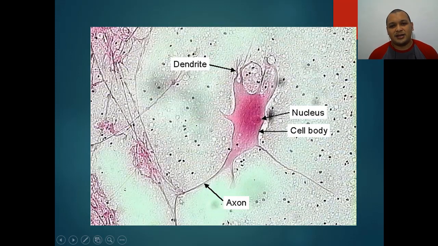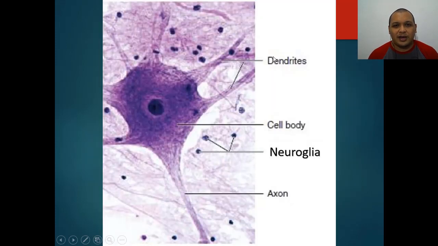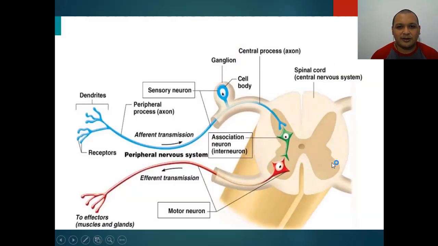And this is an example of the neuron. This one is the dendrites, then the nucleus, then the cell body, and you can see the axon like this. If we enlarge it, we'll find something like that. There is a dendrite, a cell body, and also neuroglia. Neuroglia is a cell in our neural system that supports the neuron in terms of nutrients. Okay, the axon should be okay.